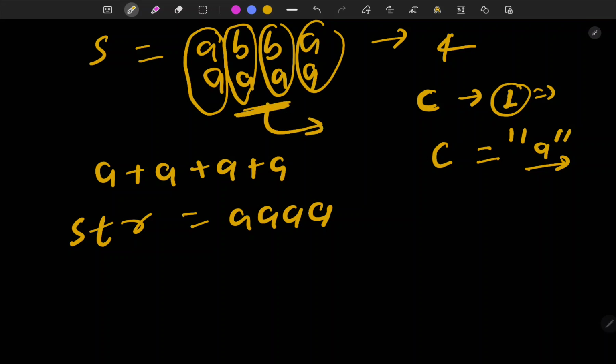And is this satisfying the condition which is given in the question? The answer is no. So basically I can't take the string C of length 1. So what could be my next move? Let's take C of length 2.